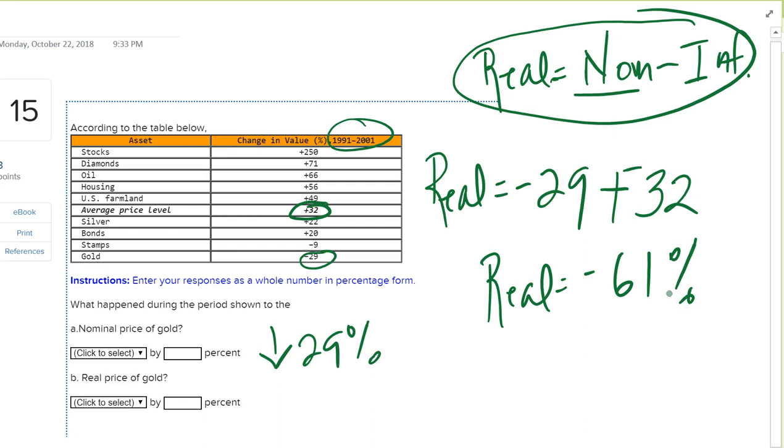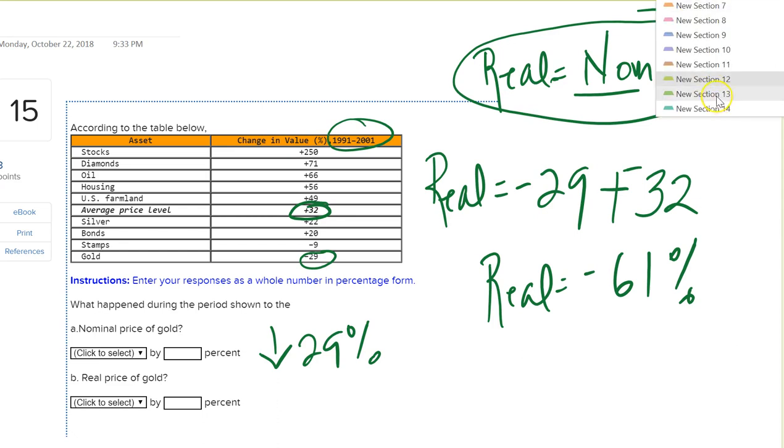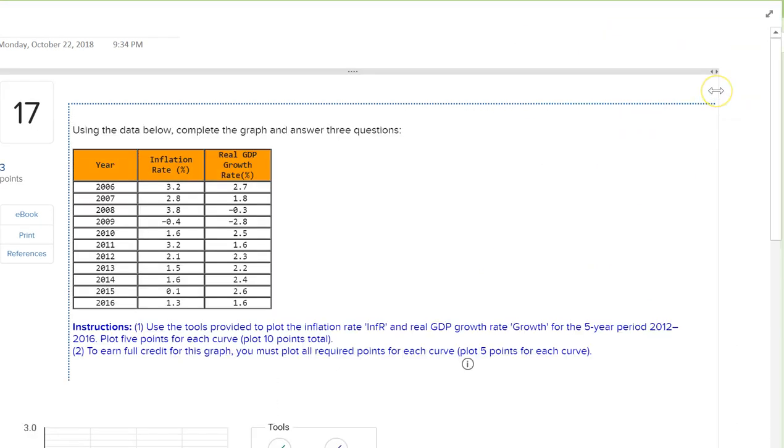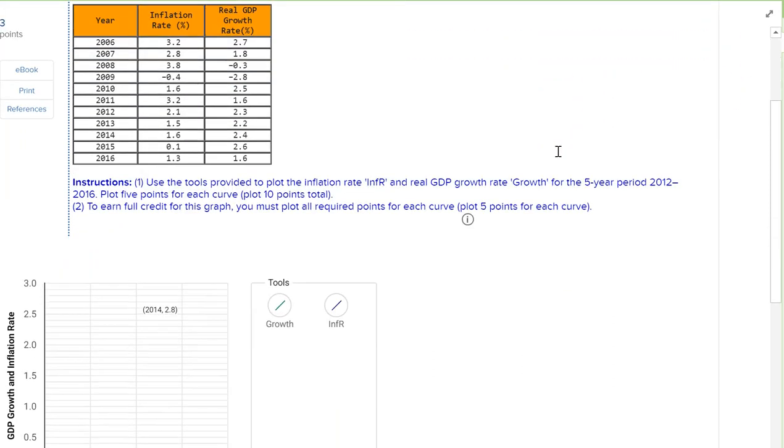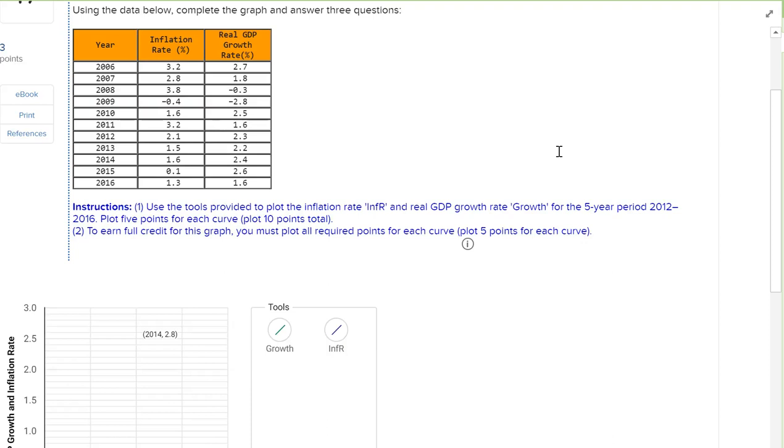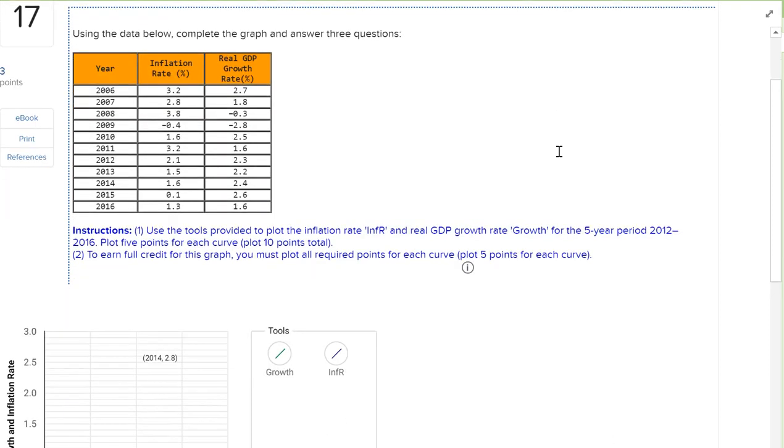Okay, so that one might have thrown you for a loop, but if you go back to that idea of real is nominal minus inflation, then you can see it there. 17 is a challenging question, asks you to put this stuff into a graphical context. You're going to use that graphing tool.